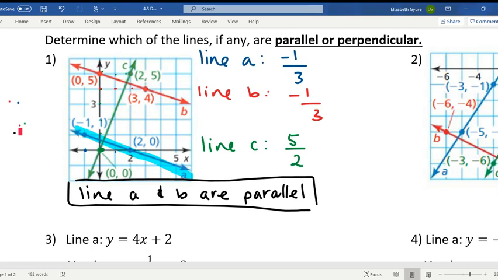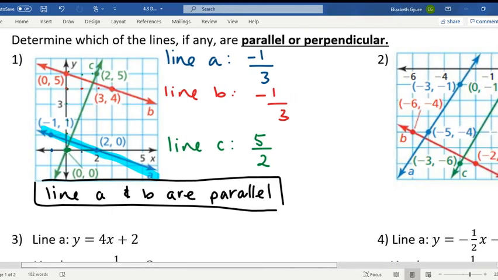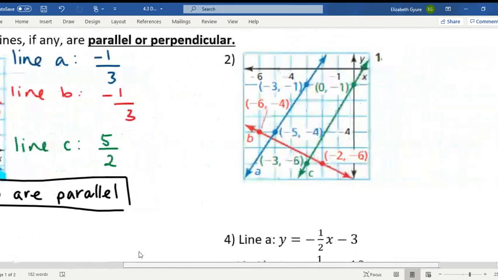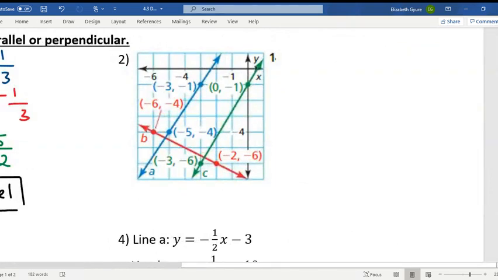Okay. I lied. We're actually going to do number 2 together. Why? Because I want to. Do you want to do it on your own? No. All right. You can try it on your own. Don't pay attention to me. Then just check it at the end.